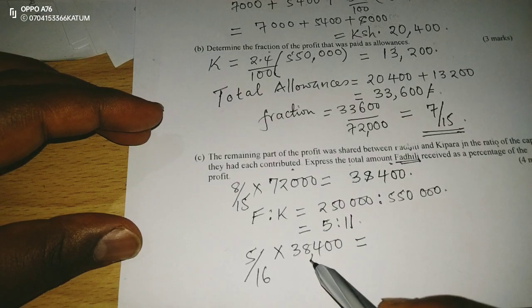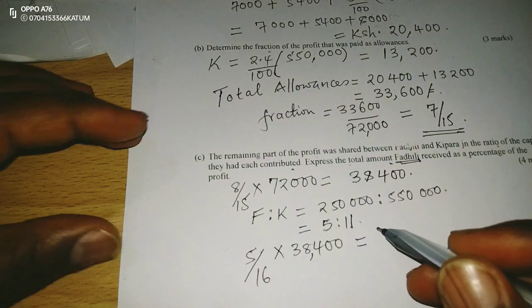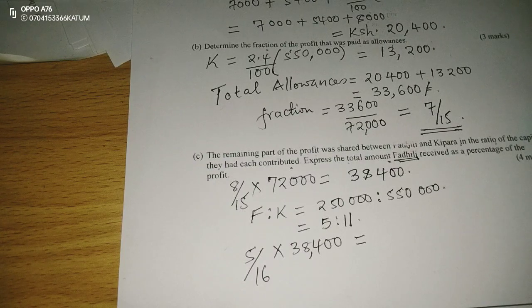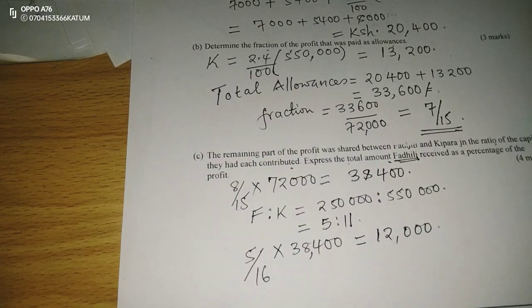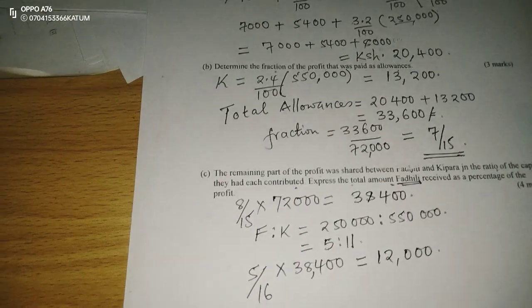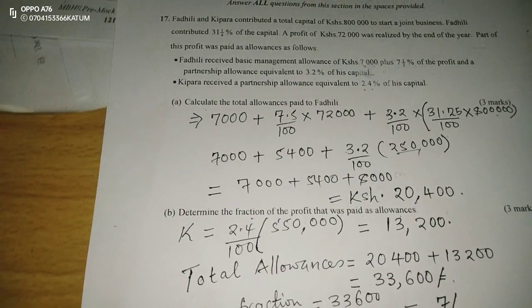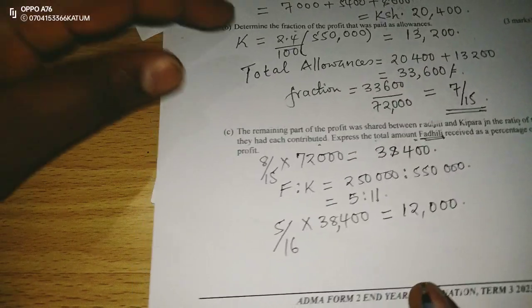Now the remaining profit being shared is 38,400. Therefore, we're going to have 5 out of 16 of this amount. This is going to be 12,000. So this gentleman is going to receive 12,000. Now, if he further receives 12,000 and he had received from part A 20,400, we can check the total payments.